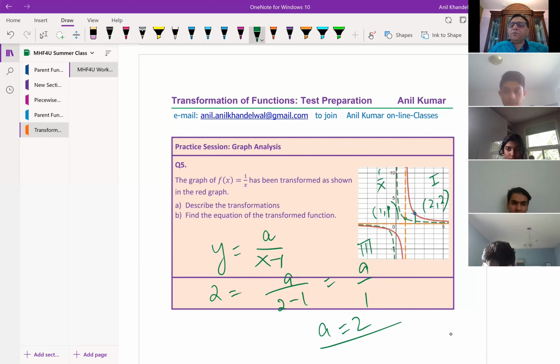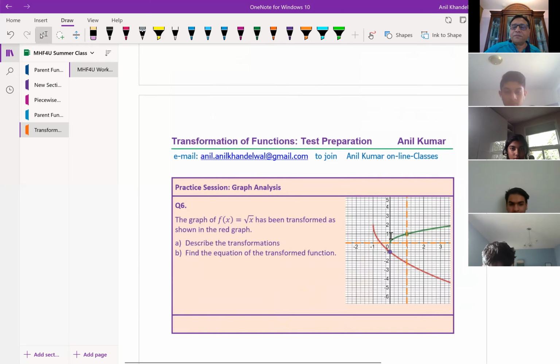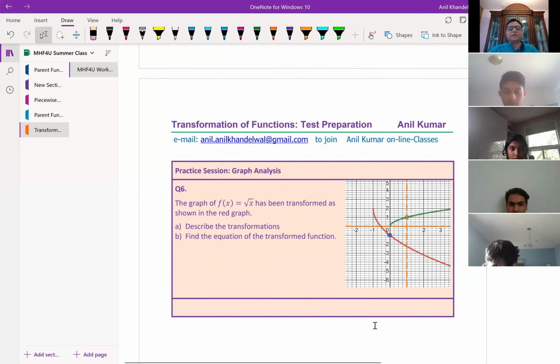So finding a point on the graph helps us to get the a value. And that gives you exactly, precisely what the function could be. Hamza, is this clear to you? Yes, yes. Okay, very good. Next graph, Hamza, please read the question and answer.